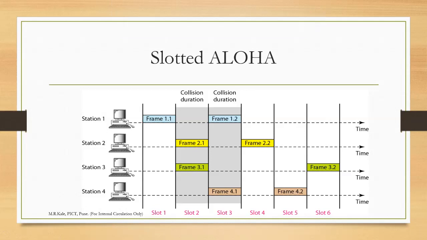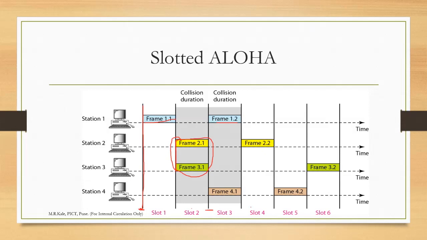So here you can see station 1 has frame 1.1, frame 1.2. Both the frames are sent at the starting point of, say, slot 1, and in this case slot 3. Similarly, station 2 is sending in slot 2 and slot 4, and so on. What happens here is, there is still a possibility of collision, because at the start of a slot, 2 stations can send simultaneously, like in this case. Station 2 and 3 are sending at the same time, so these 2 frames will be lost, certainly.